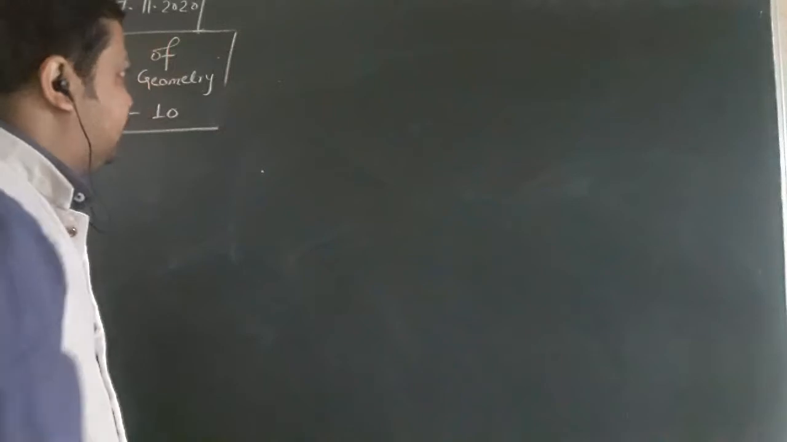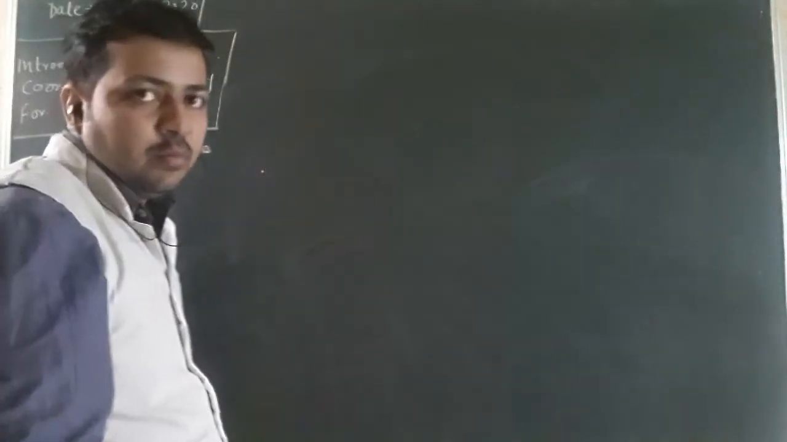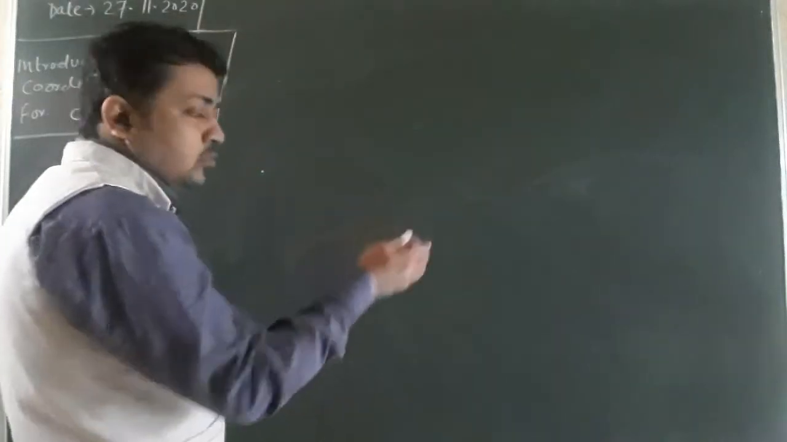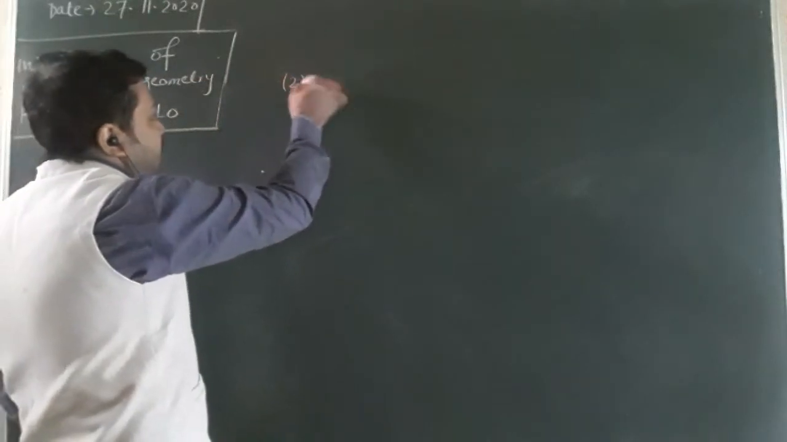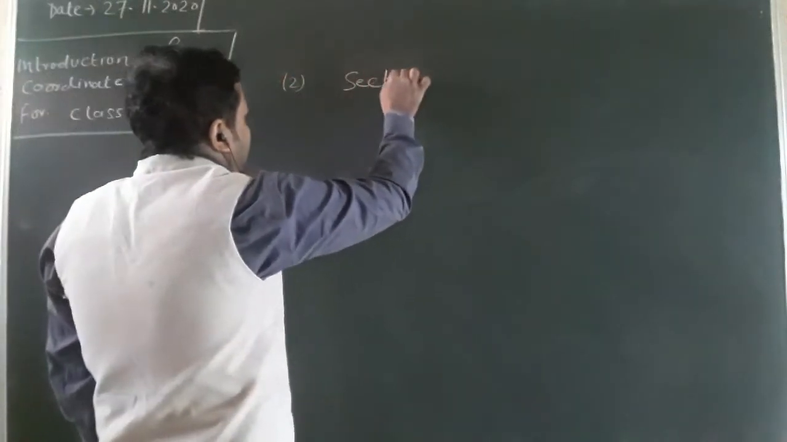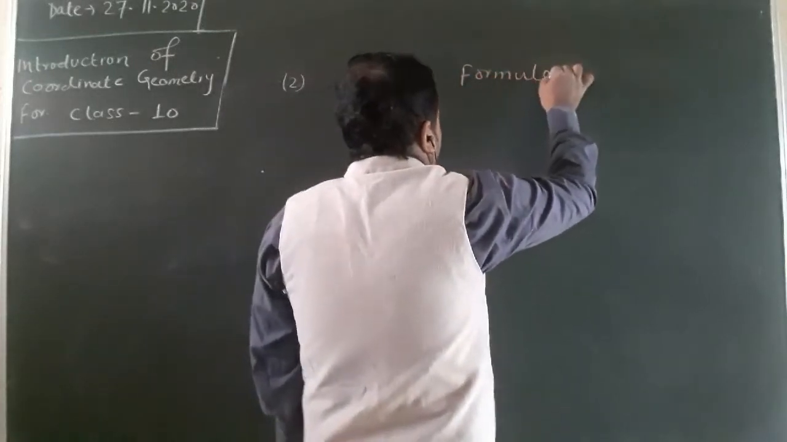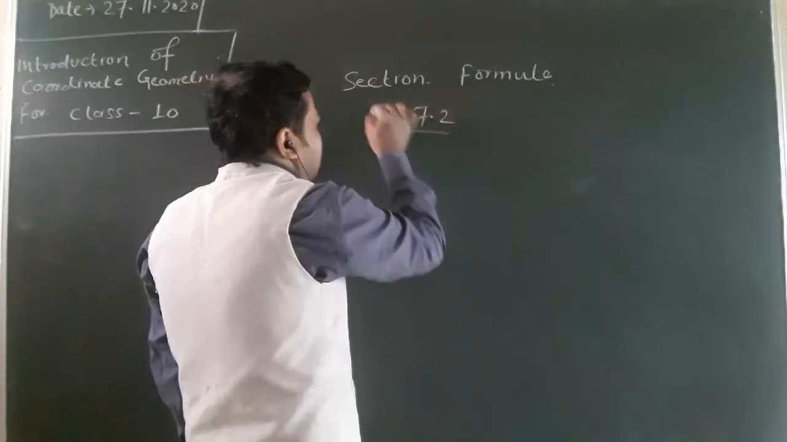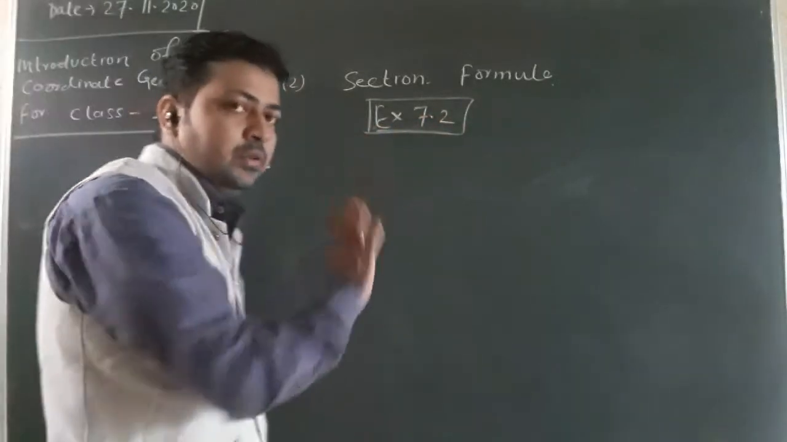Now, after the distance formula, we will discuss more about it. First, we are just giving you a brief overview of what you have to study in class 10. After the distance formula, you have to study the section formula. What is the section formula? NCERT exercise 7.2 is related to the section formula, and all the problems are related to this one.